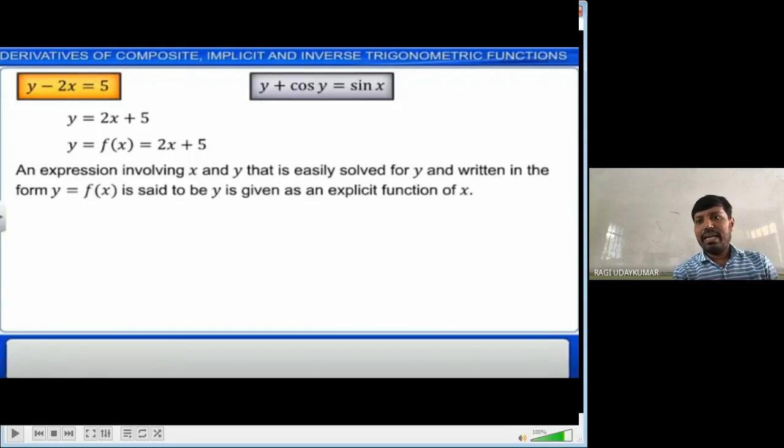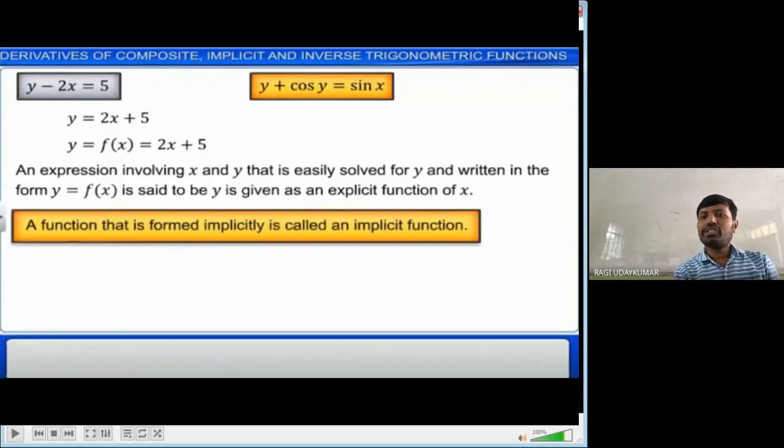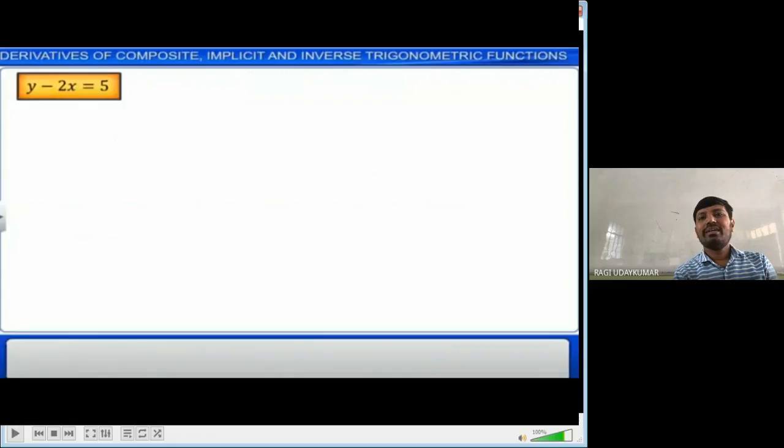It is called an explicit function of x. An expression involving x and y that is easily solved for y and written in the form y equals f of x is said to be y given as an explicit function of x. A function that is formed implicitly is called an implicit function. You cannot write that as y equals f of x, as in the second case.